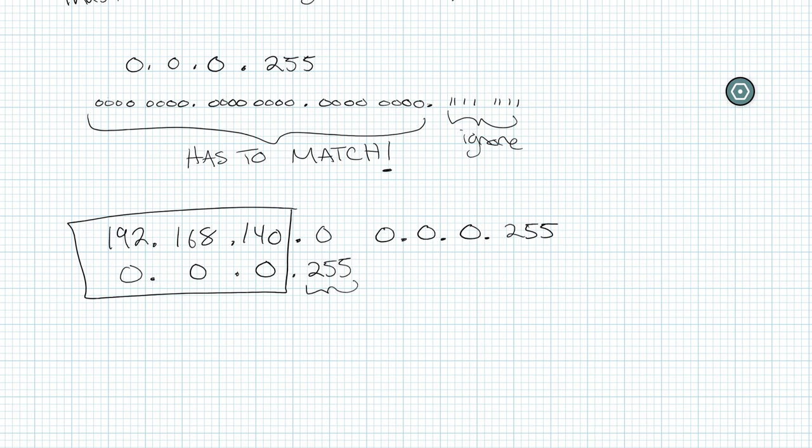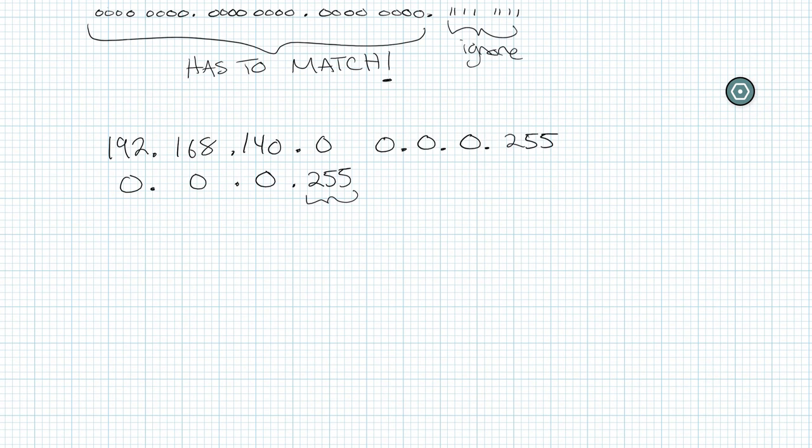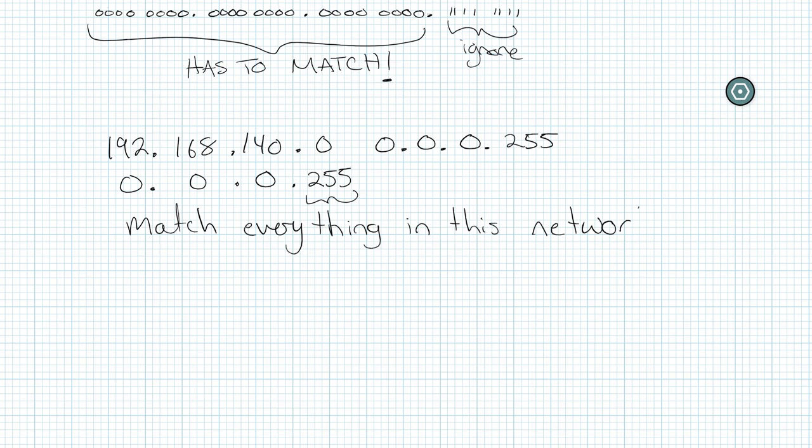You'll notice in this particular address, if it's a /24 address, we're matching all the network bits. So essentially what we're saying here is in a /24 network, because that's the first 24 bits, match everything in this network, but ignore the specific host.